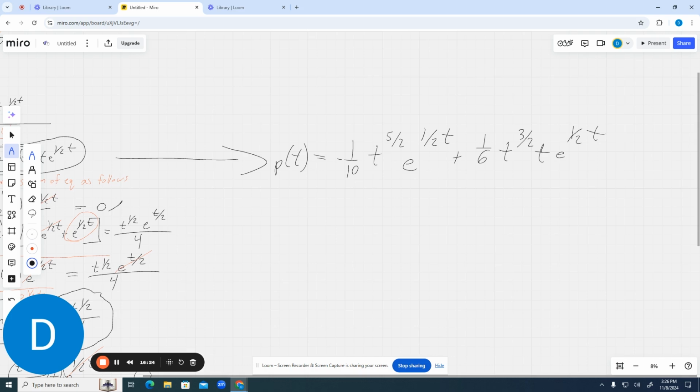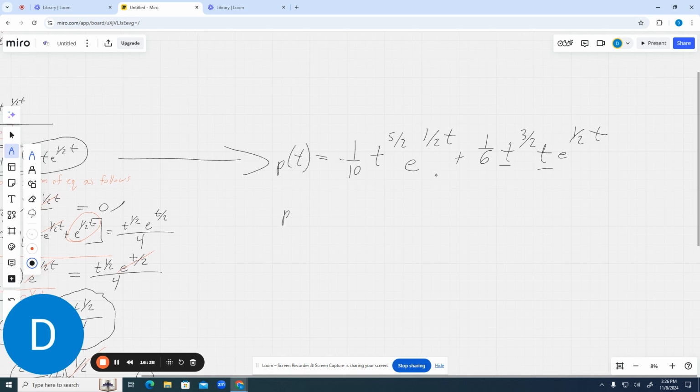And we can go ahead and simplify this. We can rewrite this because we have our t's over here, right? And they're multiplied. So we can rewrite this as P of t simplified is -1/10 t to the 5/2 e to the 1/2 t plus 1/6 t, and we add the exponents here, 5/2 t, and then e to the 1/2 t. And this is our particular solution.